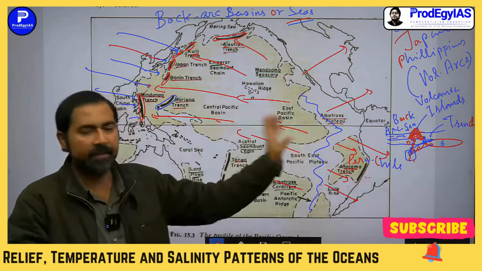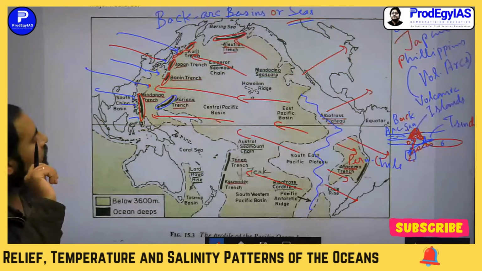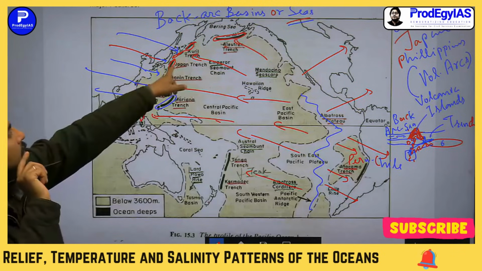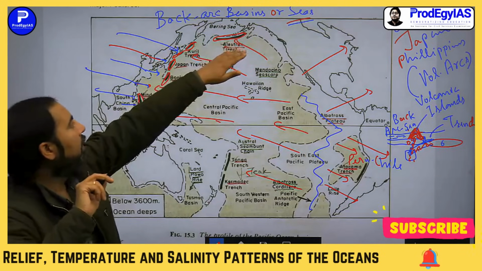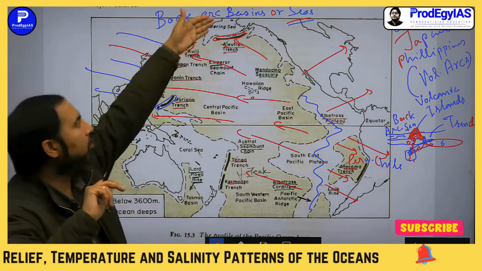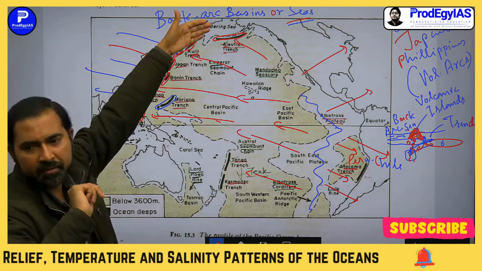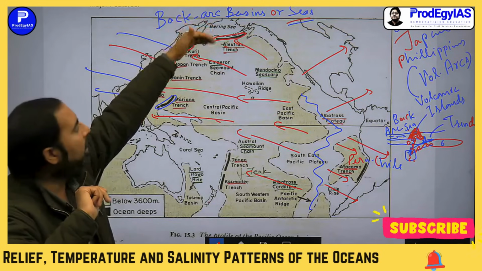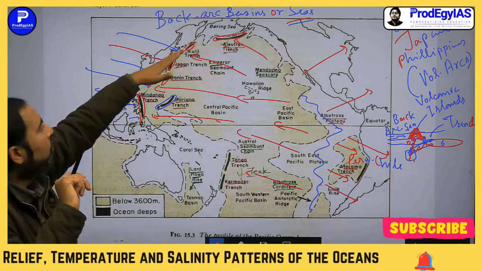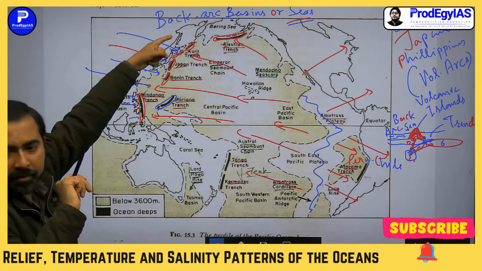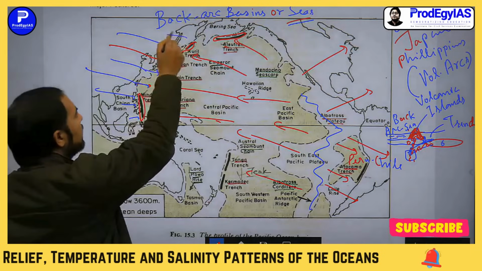So this is the sequence here. Okay. So all these trenches are important. Starting from here, Aleutian Trench, and its back arc basin is Bering Sea. Okay. On the back of it, there is Bering Sea. This is Kuril Trench. On back of it, this is Okhotsk Sea. This sea is known as Okhotsk Sea.